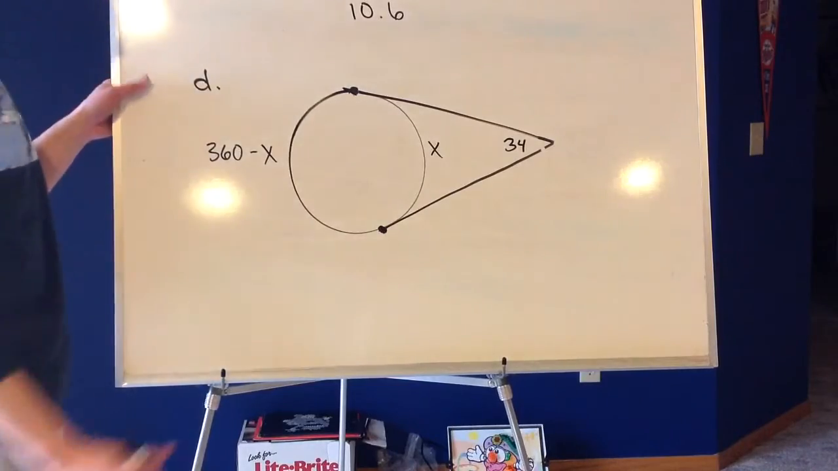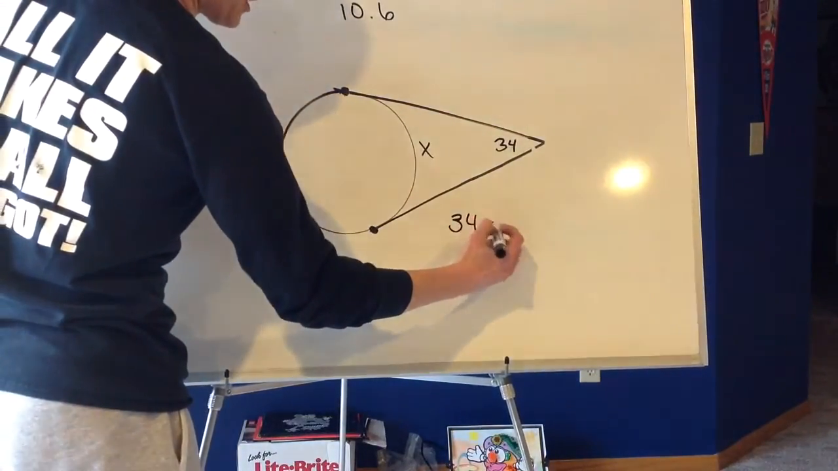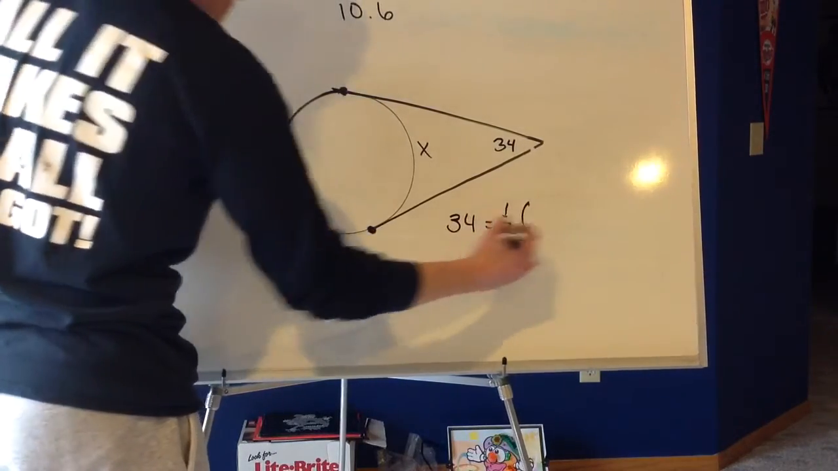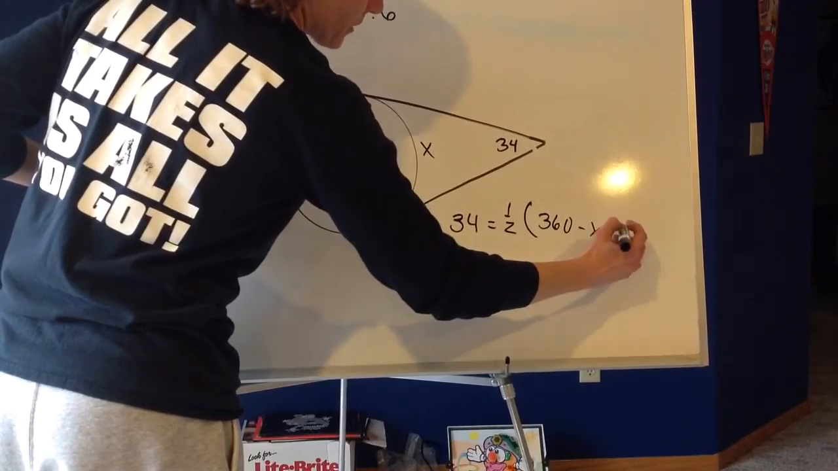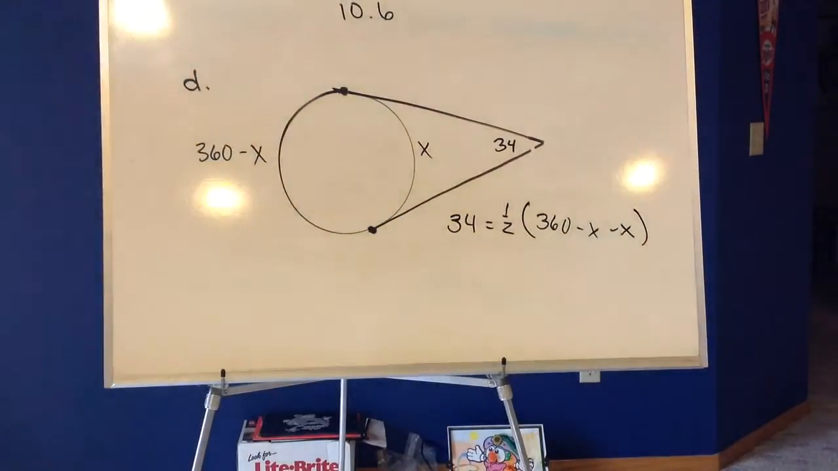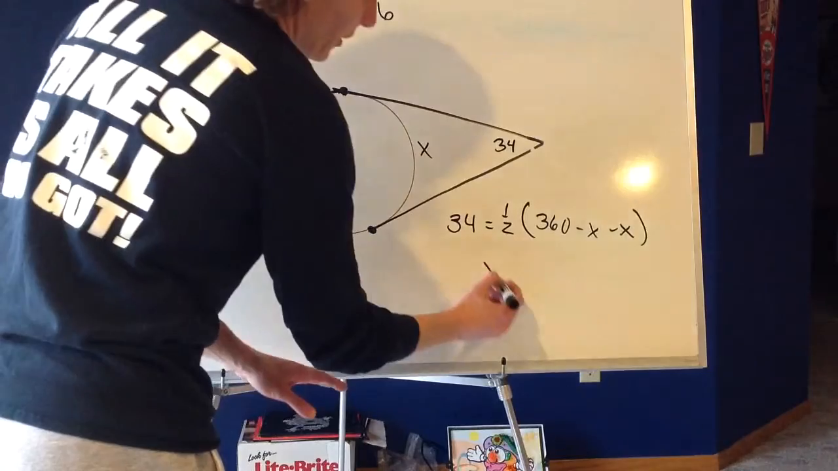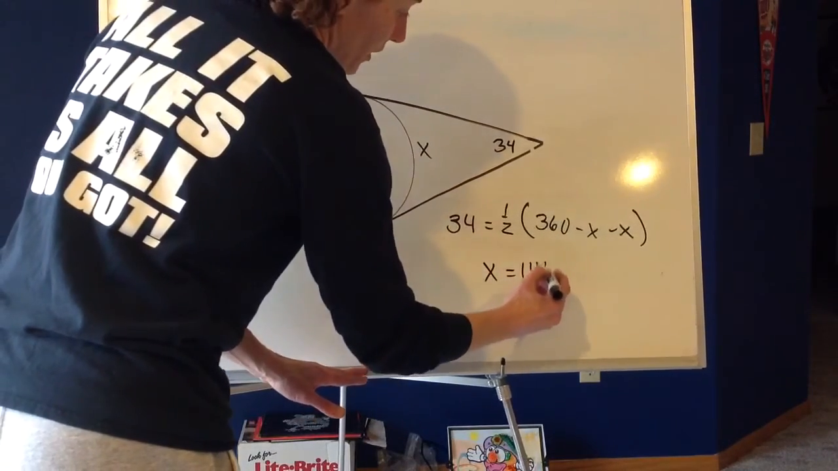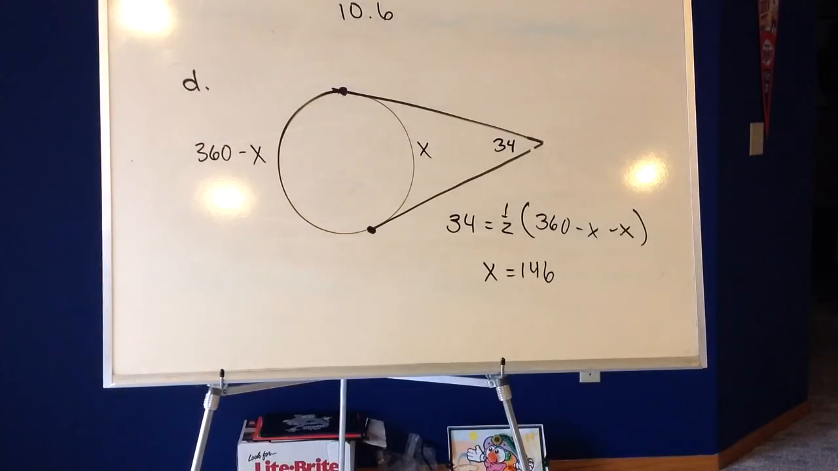Now from here, everything kind of stays the same. Okay, we would end up having 34 equals 1/2 big arc, which is your 360 minus X, minus little arc, which is X. Okay, so you can combine those to make a minus 2X, that's fine. Okay, go ahead and do your normal solving, and you should end up with X equals 146. Okay, so that is working with our interior and exterior angles.